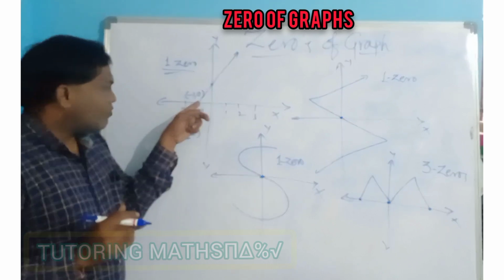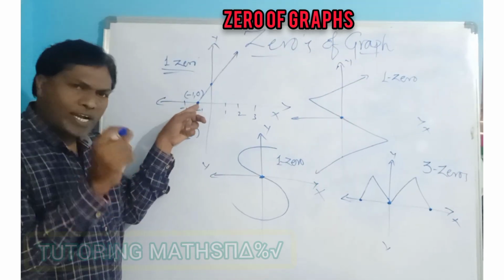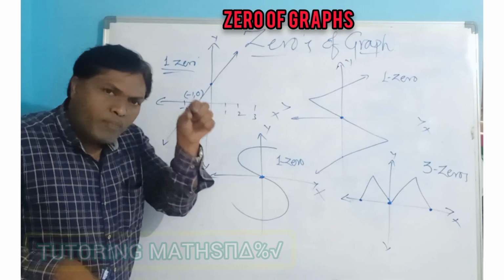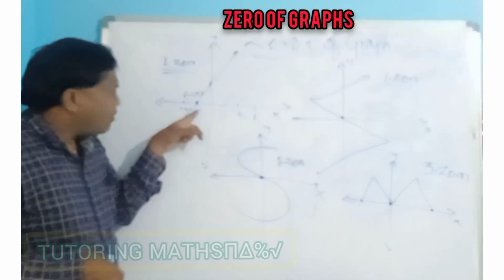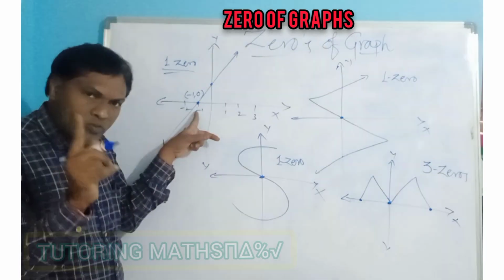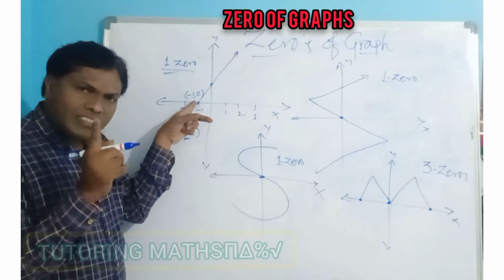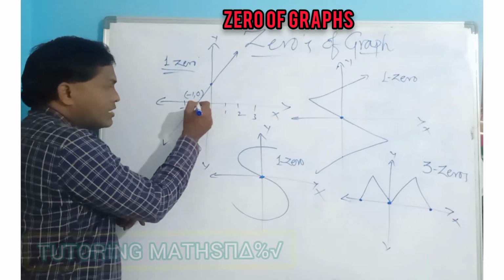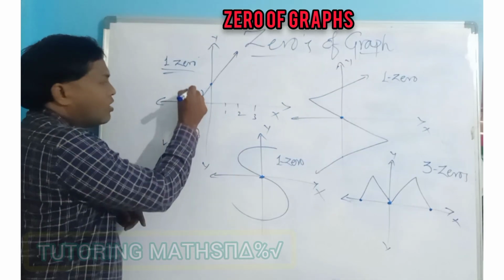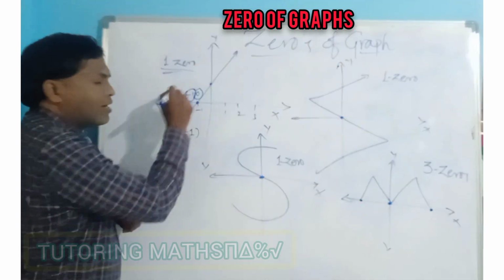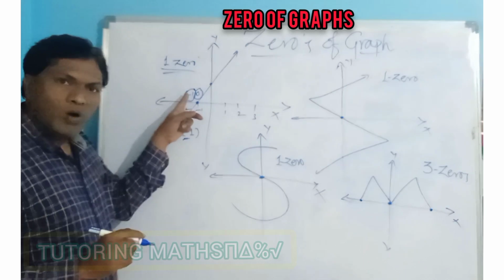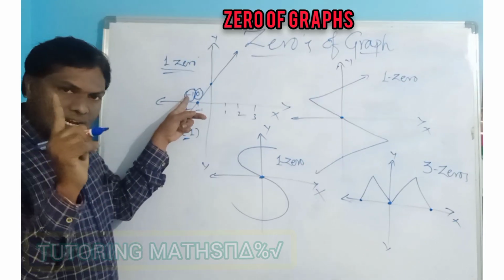The point is (-1, 0), because what is the point? This point is on x-axis. The point on x-axis at which value? At -1. Is there any y-axis value? No y-axis value. So y-axis value is 0. First coordinate is -1. Second coordinate is 0. Therefore, the zero of this graph is only 1 zero.